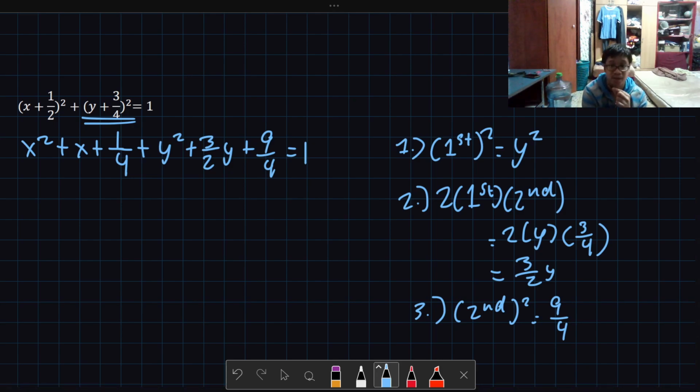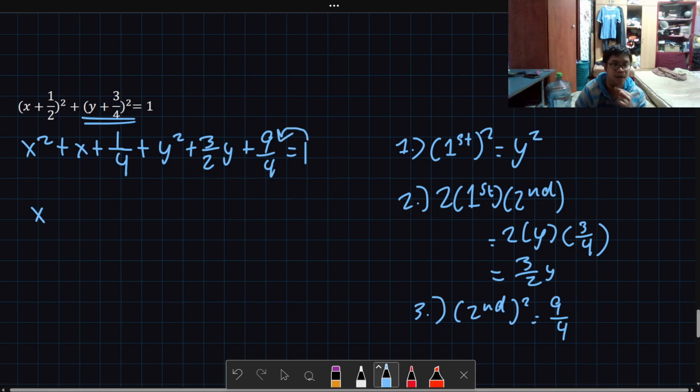Everything is expanded. Alright, no more parentheses left. So what are we going to do now? We put 1 to the left. Okay, so let me just copy the other term. So x squared plus x plus 1/4 plus y squared plus 3 halves of y plus 9/4 minus 1 is equal to 0. Then combine similar terms.